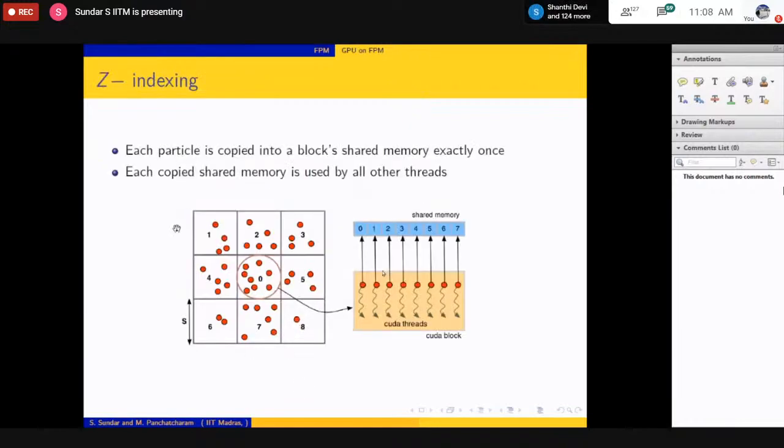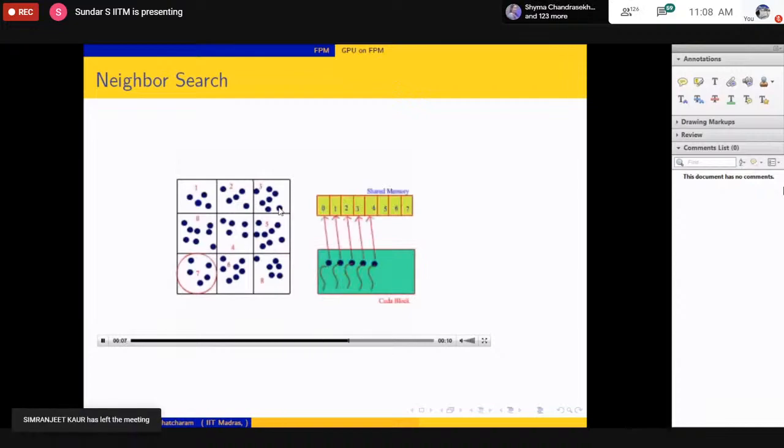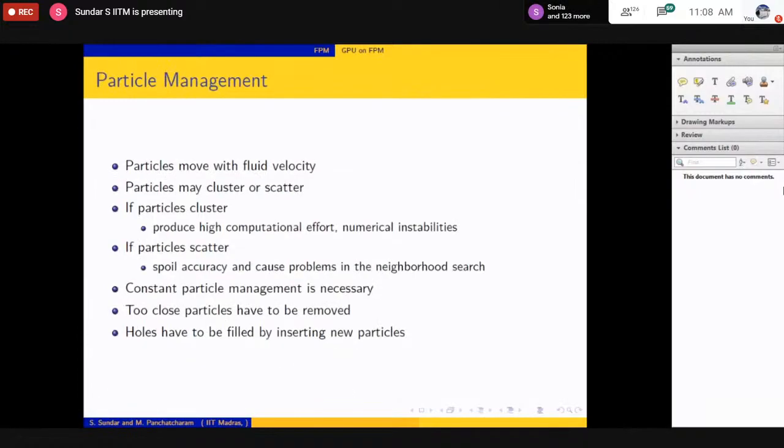Now there is a Z indexing. Each particle is copied into a block shared memory. That's what I told you. Now you see this neighbor search using the voxel method.